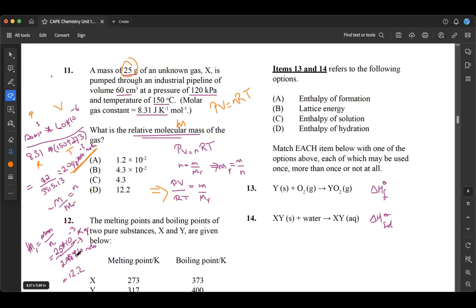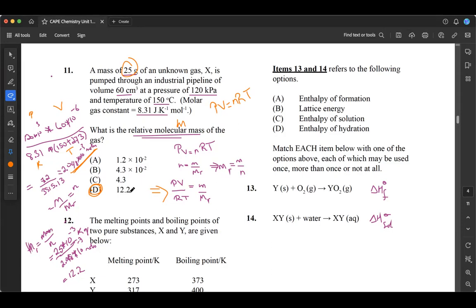And we come out with 12.2. So our answer for the relative molecular mass of the gas is D, okay? So our answer for 11 is D. The key is just remembering that we can apply the ideal gas law and we can rearrange that to solve for molecular mass. And that's exactly what we did here to end up with 12.2, which is D, okay?